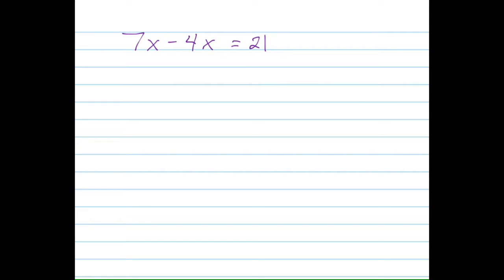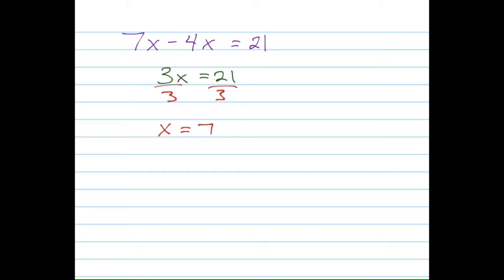Okay? So we want to combine the 7x and the minus 4x. What do we get when we subtract 7x minus 4x? 3x. All right, now this looks like a one-step equation like we did yesterday. What do we do? Divide both sides by 3. And what do we get? x is 7.